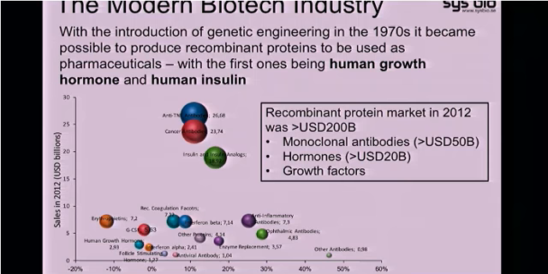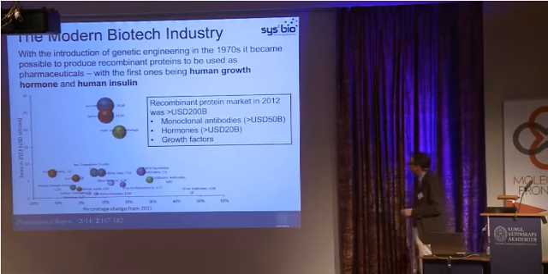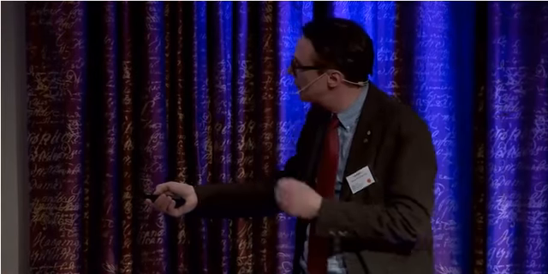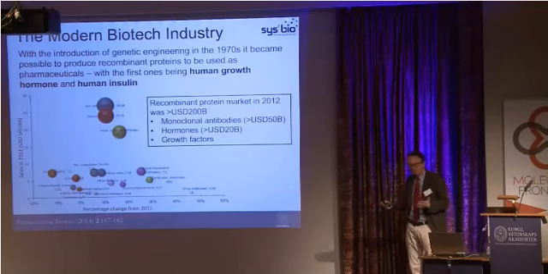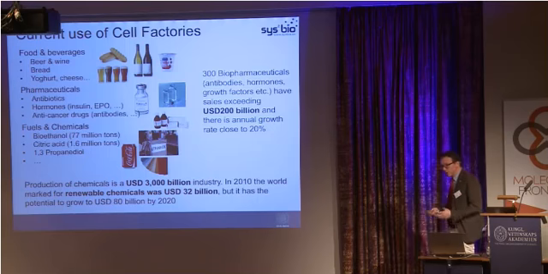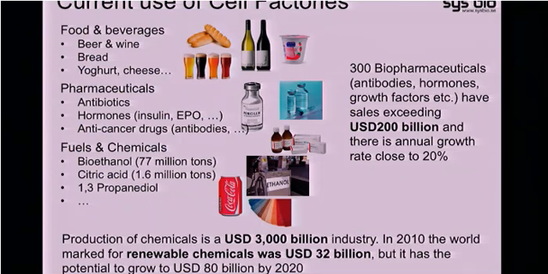And today we have a whole range of recombinant proteins with market value exceeding something like 200 billion US dollars. And they come in many different categories. And here you can see also that many of them have rapid growth in their markets. So the concept of cell factories, as we often refer to it, is really widely used.